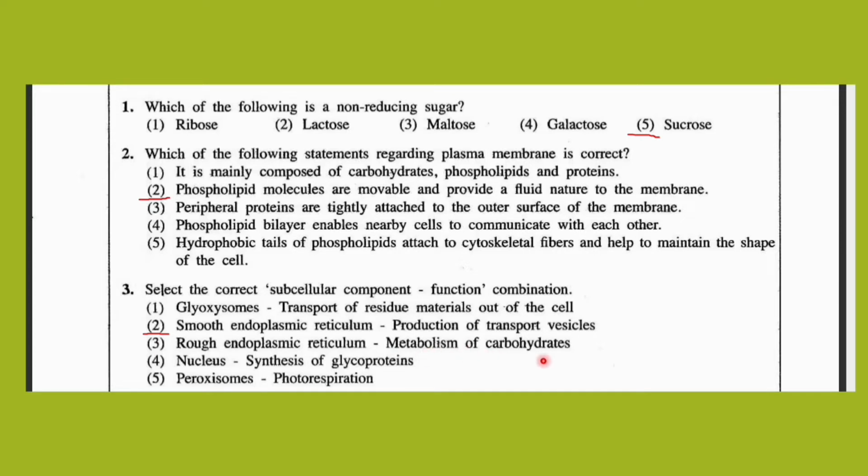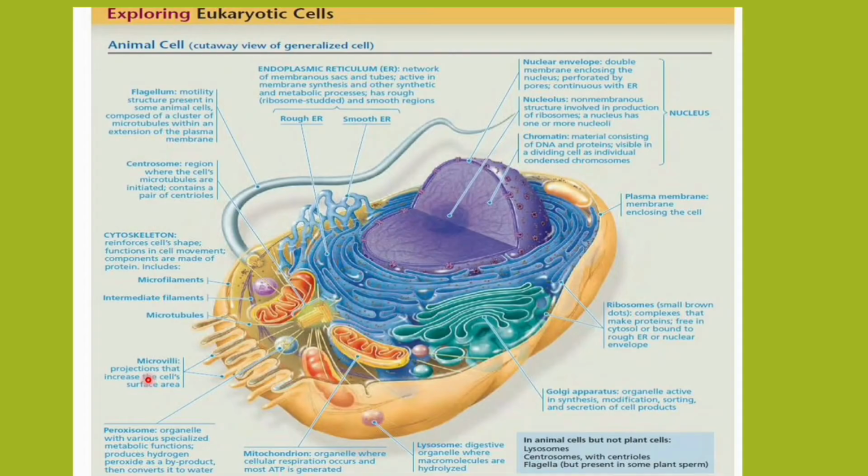This metabolism of carbohydrates is a function of the smooth endoplasmic reticulum. Synthesis of glycoproteins, this is not a function of the nucleus, it is a function of the rough endoplasmic reticulum. And photorespiration by peroxisomes is correct. So there are two answers, the second one and the fifth one. So this is the cell. So we can see the rough endoplasmic reticulum, the smooth endoplasmic reticulum, the peroxisome, lysosome, and of course the nucleus. So the answer is either the second one or the fifth one.